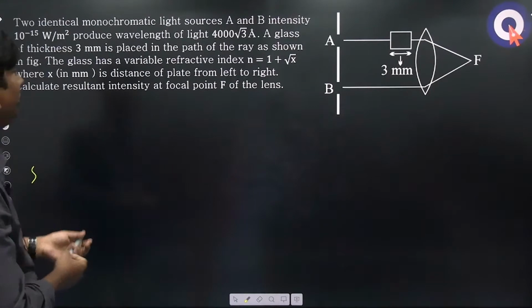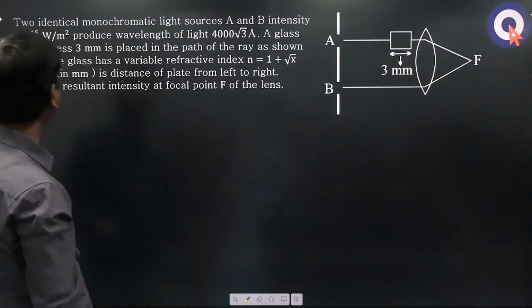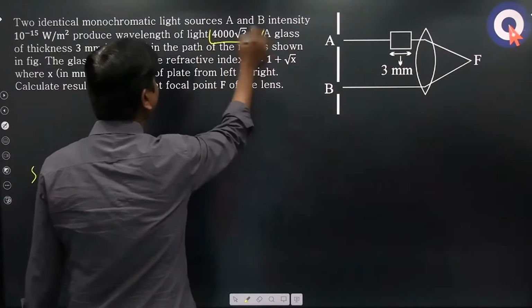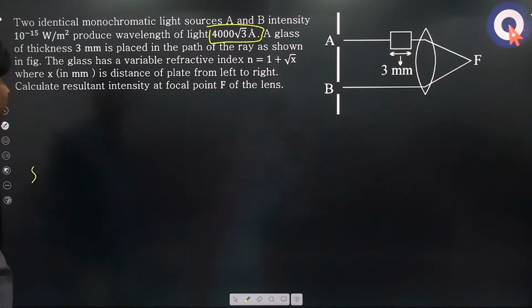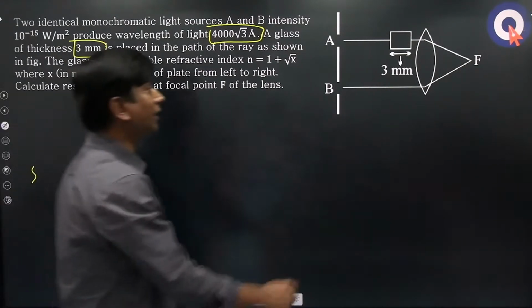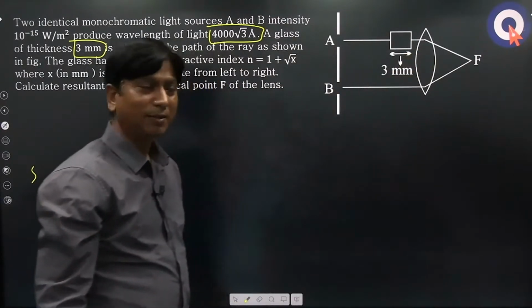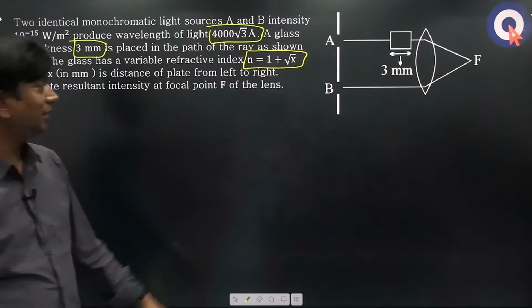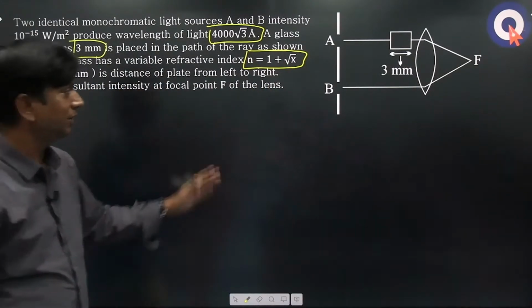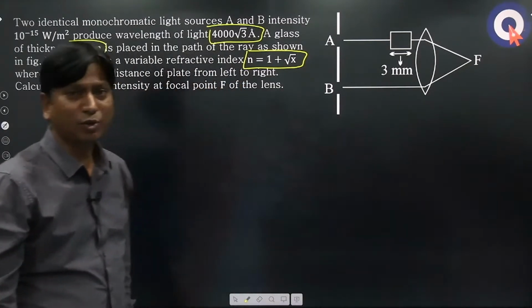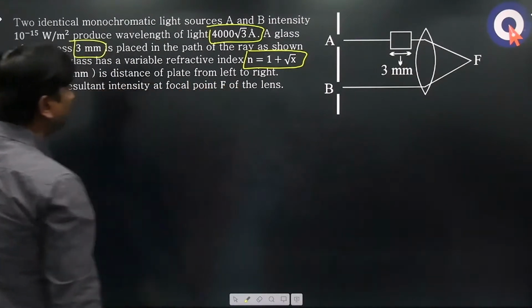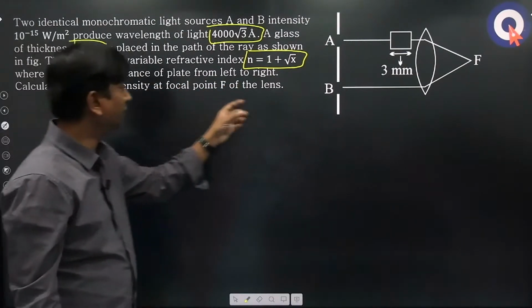Two identical monochromatic light sources A and B, intensity is 10 power minus 15 watt per meter square, produce light of wavelength 4000 root 3 angstroms. A glass of thickness 3 mm is placed in the path of the ray as shown in the figure. Here also you are putting a glass slab, same. But the refractive index of the glass slab is not a constant, rather it is varying with respect to x. Yes, it can vary. It's made up of some non-homogeneous material. x is in mm, the distance of the plate from left to right. Calculate the resultant intensity at the focal point of the lens.